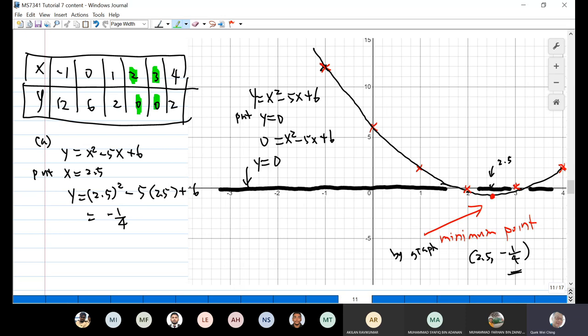So the answer for this is x equal to 2 and x equal to 3. Okay, let me put it there. You get this one. The answer is x equal to 2 and x equal to 3 here. So this is the graph for part B.